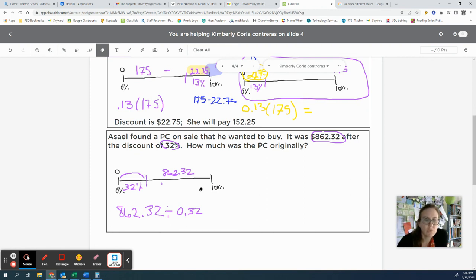Okay, so we are trying to find the original number, but what we have to do, I'm sorry, is 32% plus what equals 100%. So we can figure that out by saying 100 minus 32, which is 68. So we have to take 68% of the price that he paid. This isn't the discount. This was what he paid. He paid 68%. 32% was the discount.